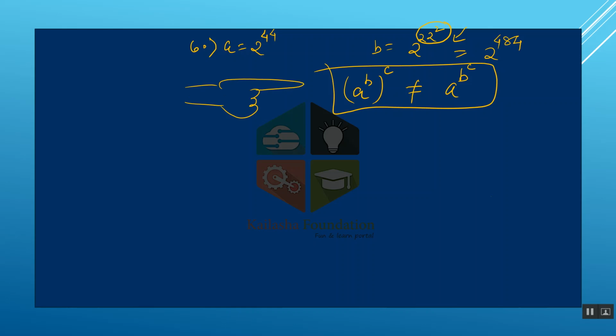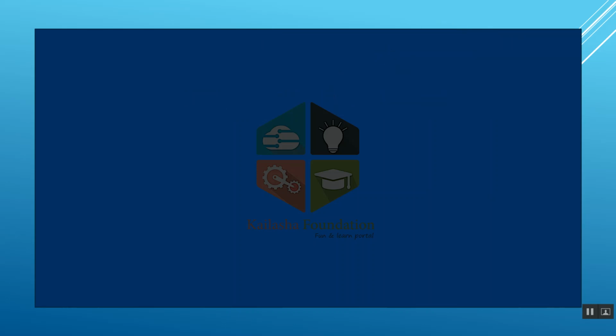Now we'll see unit digit problems. For example, 443 raised to the power 1961. What will be the unit digit?